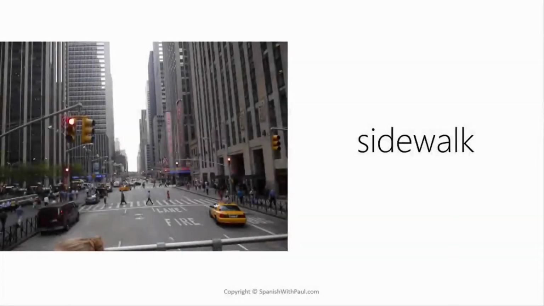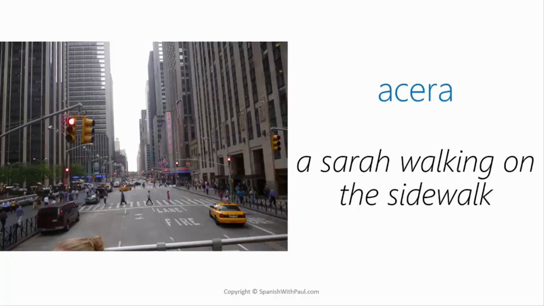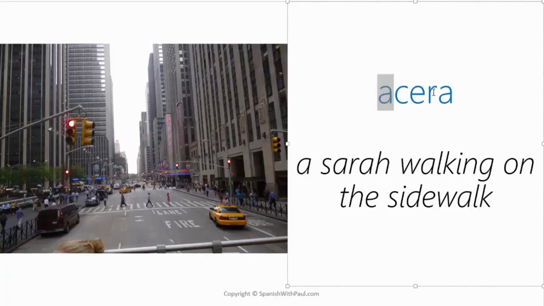Another prominent feature of this image is the sidewalk. So to say sidewalk in Spanish would be acera. So what we can do is visualize acera, like the name Sarah, walking on the sidewalk. Just 2 syllables, acera. Acera is the sidewalk. It's a feminine word because it's ending in A. So visualize Sarah or acera walking on the sidewalk as a pathway back to the memory of that word, acera.